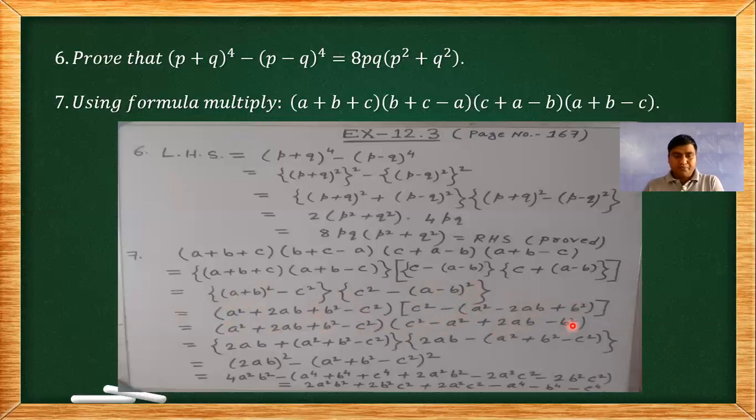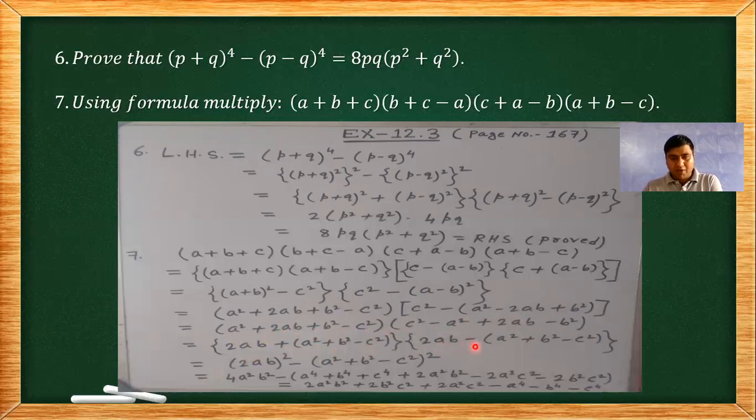So now we see that here plus 2ab, plus 2ab, 2ab is the same sign, c square has a different sign, a square has a different sign, and b square has a different sign. So we write 2ab plus a square plus b square minus c square.